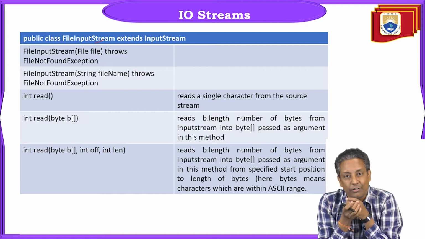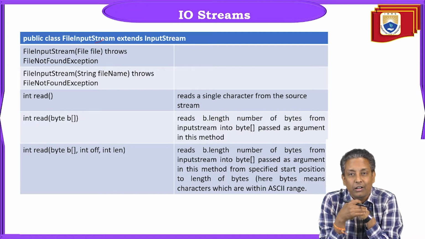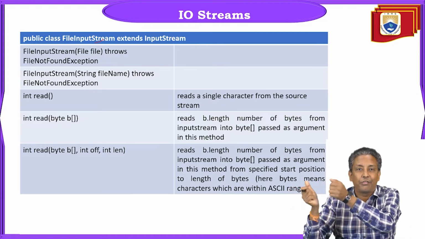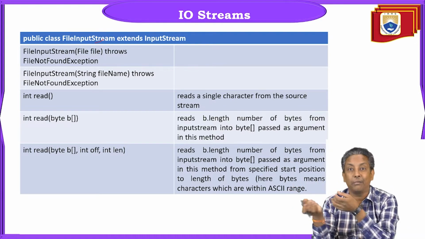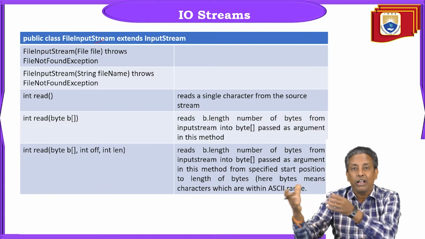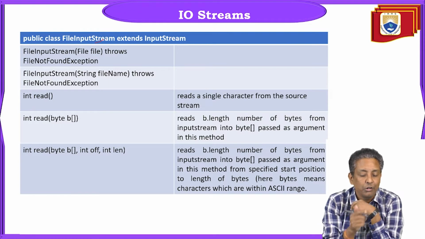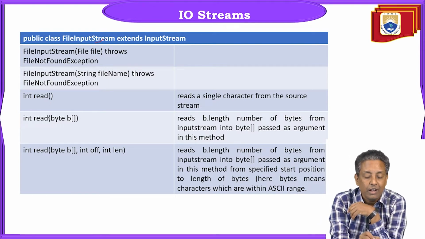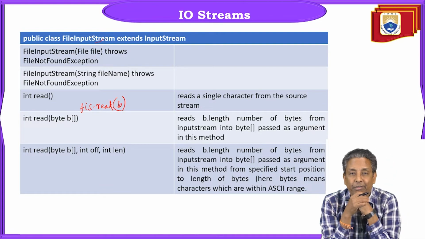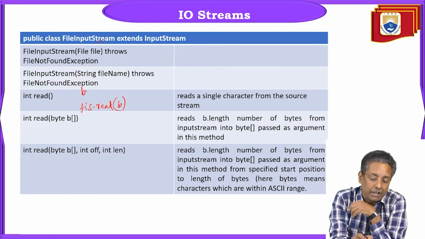Suppose you don't want to read one byte, and you want to read one buffer at a time, like 5 bytes, 10 bytes, 50 bytes, 20 bytes, half KB, 512 bytes, 1024 bytes, 1 KB. If you want to read a huge amount of data at a time, you create one empty byte array before calling the FileInputStream read method, and you pass the byte array in the read method. Before reading, the byte array is empty.